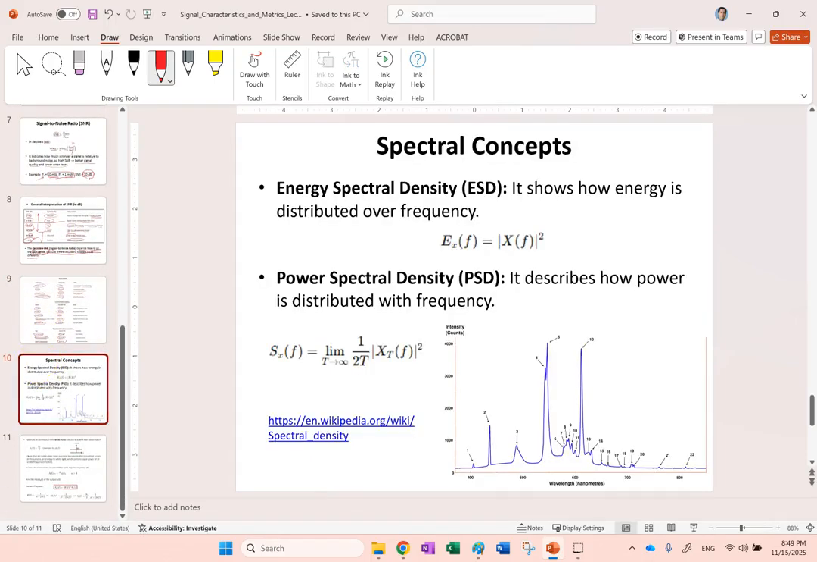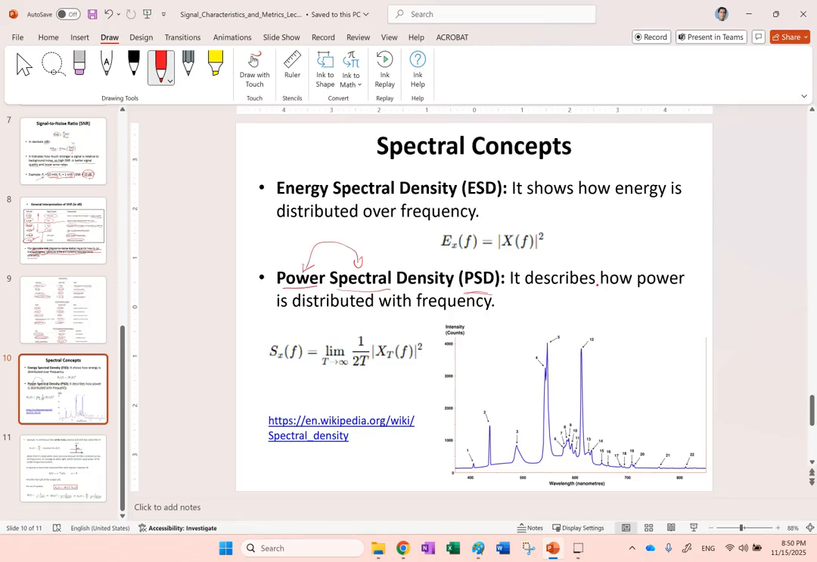Okay, the final thing we're going to look at in this video is called energy spectral density and power spectral density, ESD and PSD. I have seen some places where they call it spectral power density, so they swap these two words, but really it's a spectral density, whether it's for energy or power.